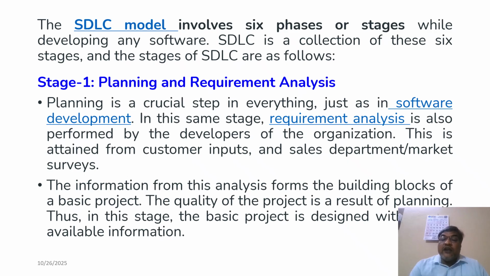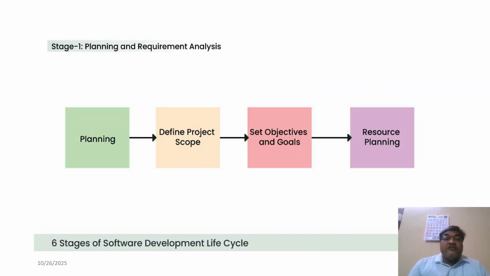After these are collected, they are put in one format to understand the actual requirement of the customer, and the requirements to be considered. Based on this, it will move to the next stage, called requirement analysis, SRS. So these are the stage 1 planning stages: defining the planning, followed by project scope, objectives and goals, and resource planning.